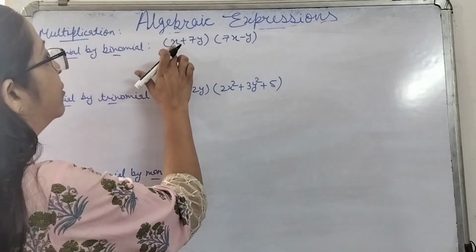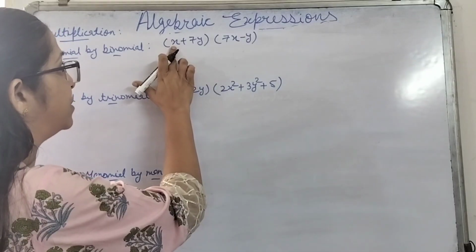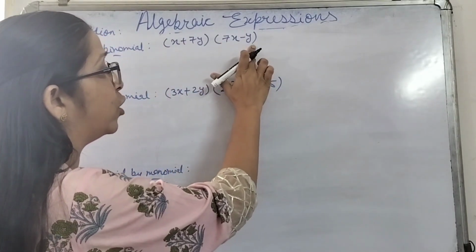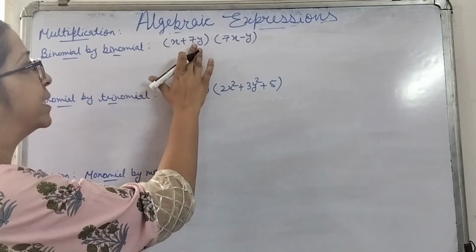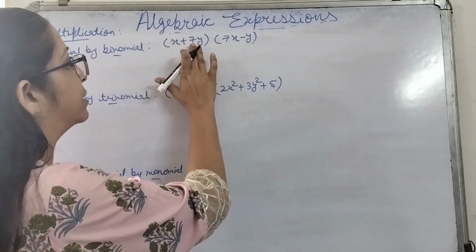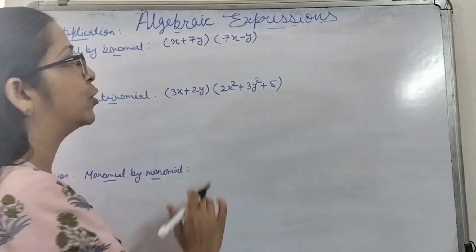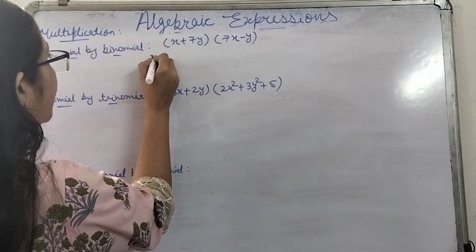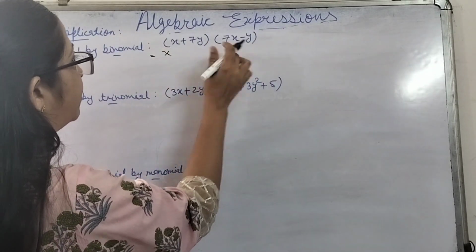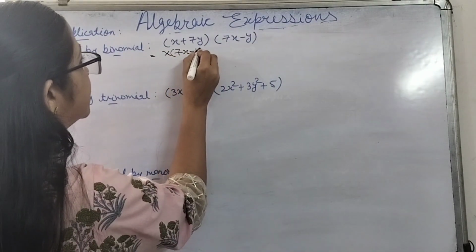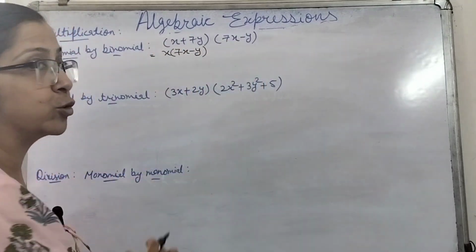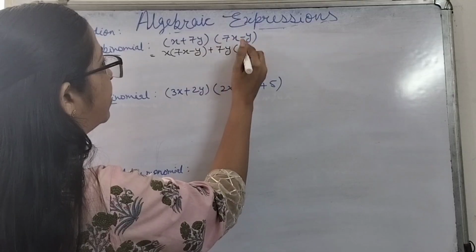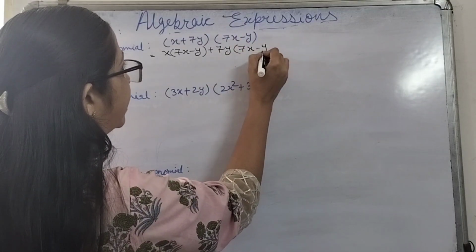So what we will be doing is, we will be taking all the terms, this term separately, this term separately. We will be multiplying this x by both the terms of the other algebraic expression. Then we will be taking 7y, and we will be multiplying this 7y by both the terms. So how will we write it? First of all, this x will be multiplied by 7x minus y. Then we will be taking plus of 7y, and this plus of 7y will be multiplied by both of them, that is 7x minus y.